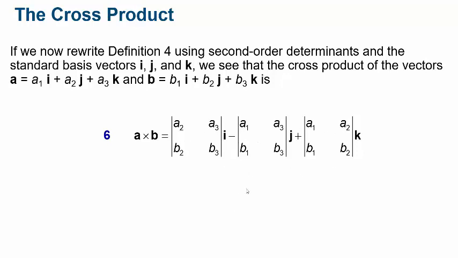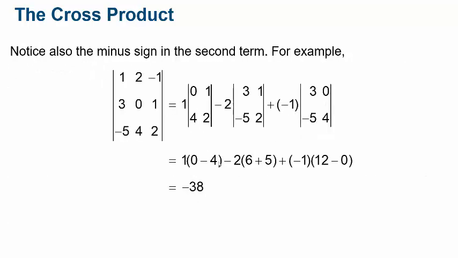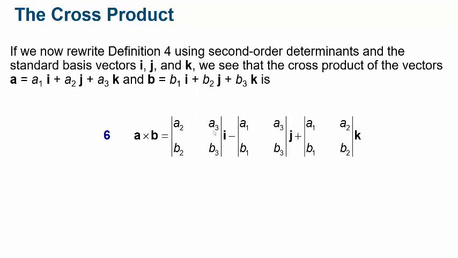Okay, going back to the formula here, A2 B3 minus A3 B2, i, see it? And you get the same with the others.